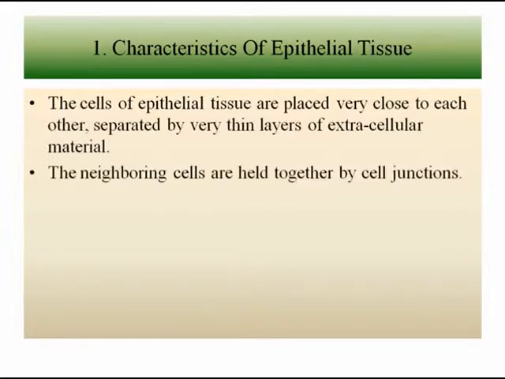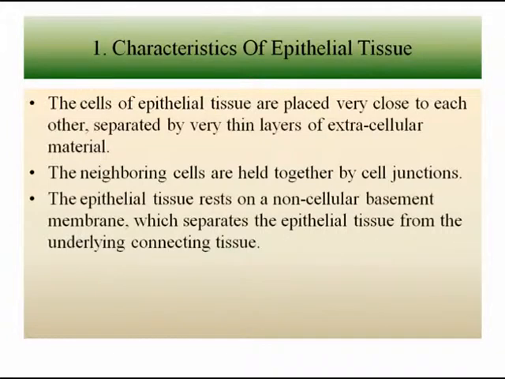The second one is, the neighboring cells are held together by cell junctions. Means, it is composed of tightly clustered cells connected by tight junctions and desmosomes. Third one, the epithelial tissue rests on a non-cellular basement membrane, which separates the epithelial tissue from the underlying connective tissue. The meaning of this line is that epithelial tissue is usually separated from the underlying tissue by a thin sheet of basement membrane, which is non-cellular in character, that is, no cellular element is there. And this basement membrane provides structural support for the epithelium and also binds it to neighboring structures.